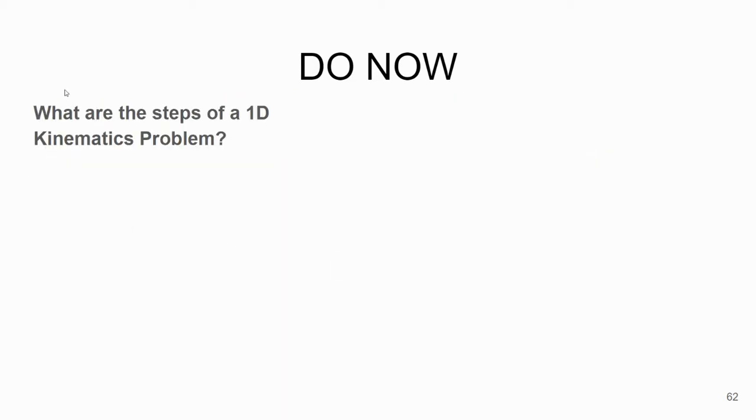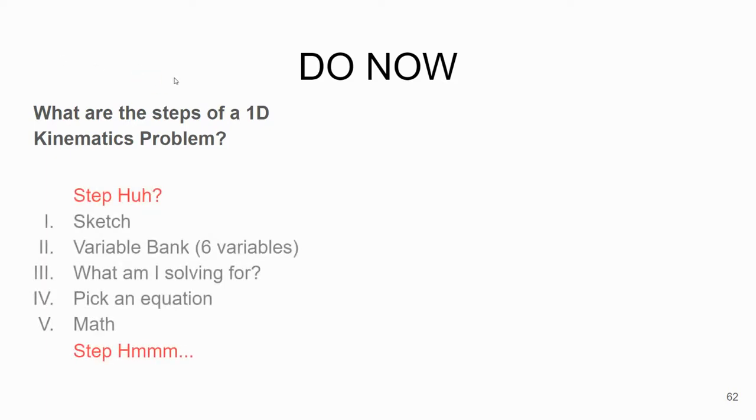So what are the steps of the 1D kinematics problem? That's weird. That's not stated correctly. Anyhow, remember there are 7 steps in the one-dimensional kinematics problem solving strategy. Step 1, think about what you're solving for and what units you expect it to have. Step 2, sketch. Variable bank. There will be 6 variables in a one-dimensional kinematics problem.